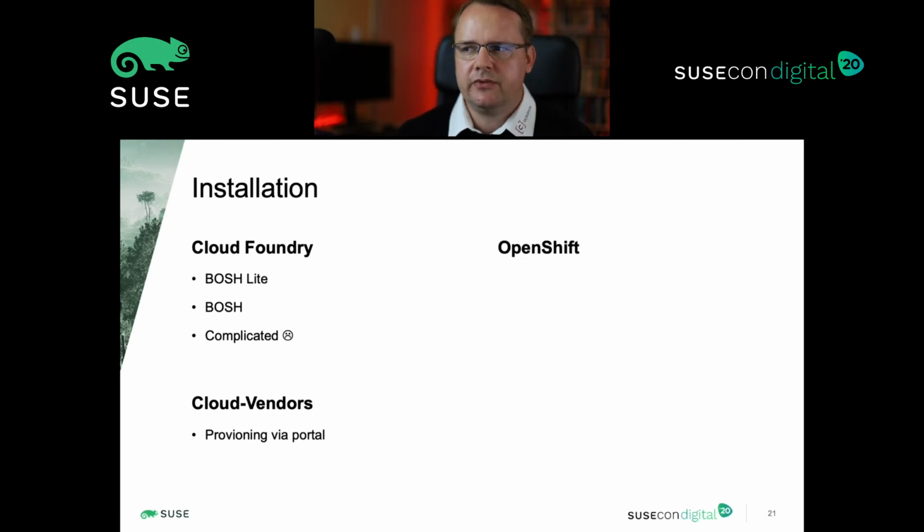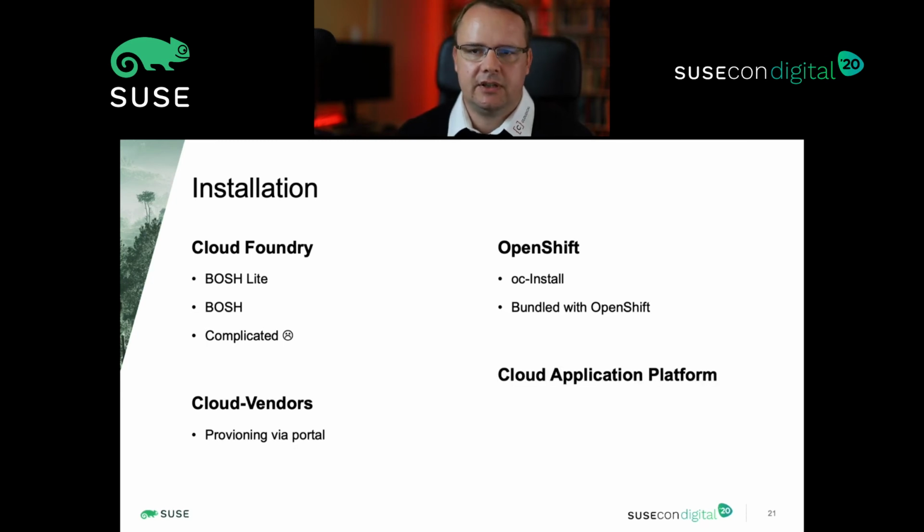With Red Hat's OpenShift, you would use Red Hat's specific and proprietary OC install tool, which comes bundled with OpenShift. So it's basically just installing OpenShift and then adding CI/CD capabilities on top. So it's pretty straightforward. And then again, the same is true for SUSE Cloud Application Platform.